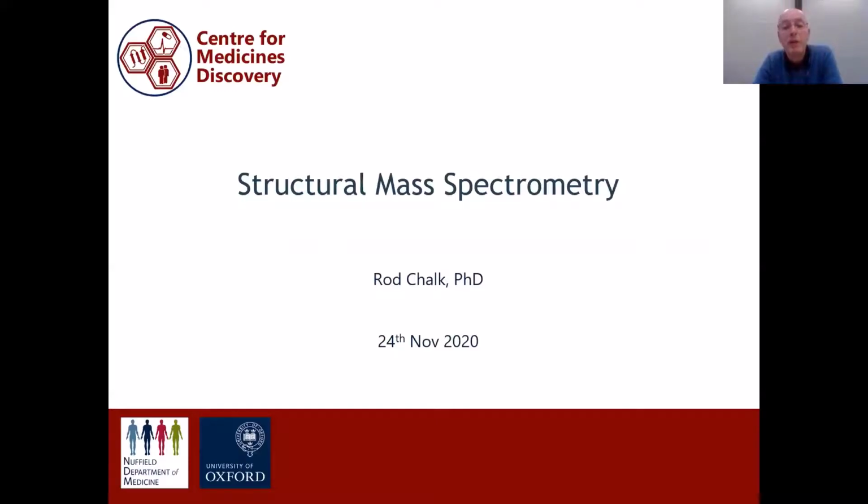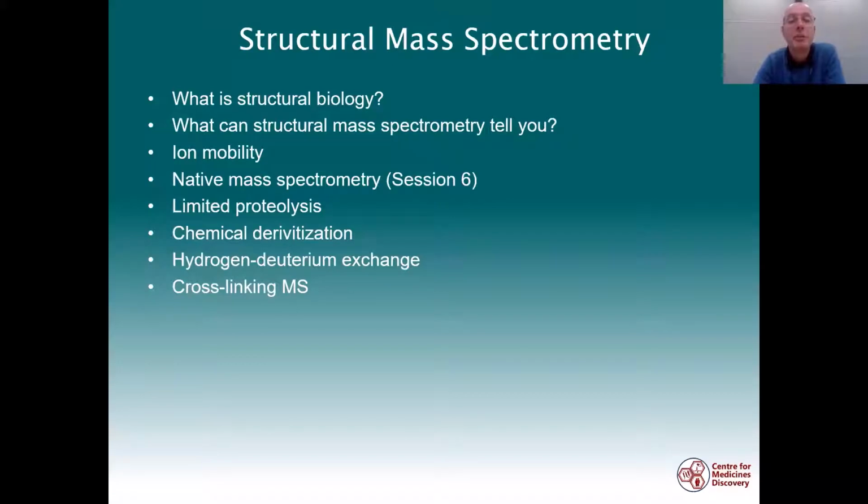So today we'll be talking about structural mass spectrometry. And I'm going to start by defining what that is. And we'll have a look, first of all, at what you can learn by structural mass spectrometry. And we will say something about ion mobility. I'm not going to be covering native mass spectrometry. That is a structural biology technique. We covered that in some detail last week, so we won't go over that again.